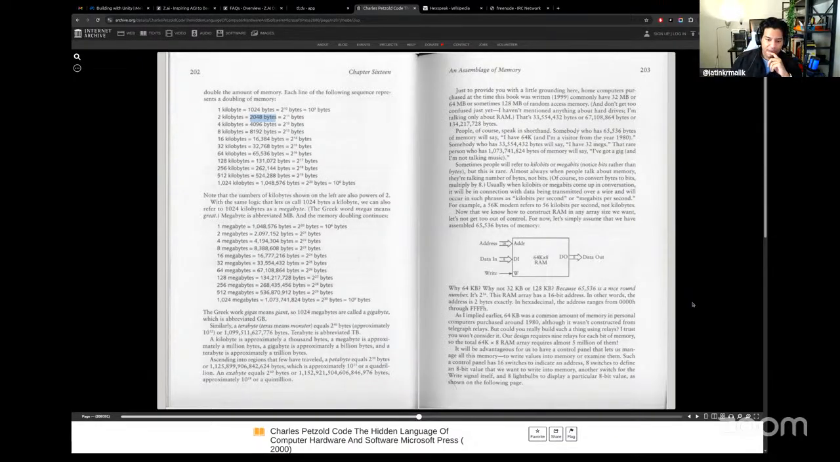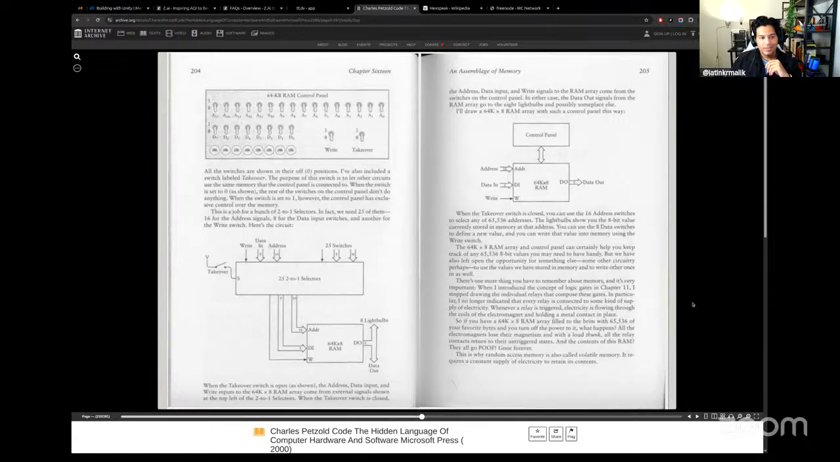It will be advantageous for us to have a control panel that lets us manage all this memory, to write values into memory or examine them. Such a control panel will have 16 switches to indicate an address, 8 switches to define an 8-bit value we want to write into memory, another switch for the write signal itself, and 8 light bulbs to display a particular 8-bit value, as shown on the following page. So this would be something like a 64 KB RAM control panel.